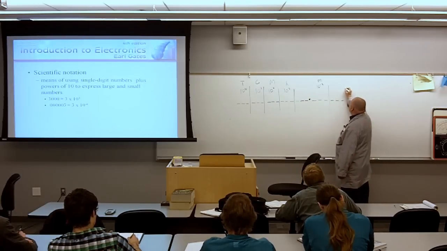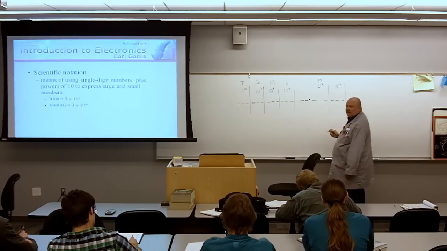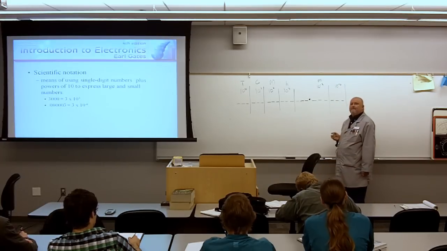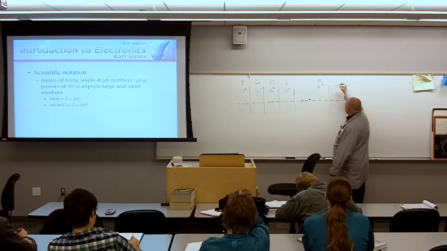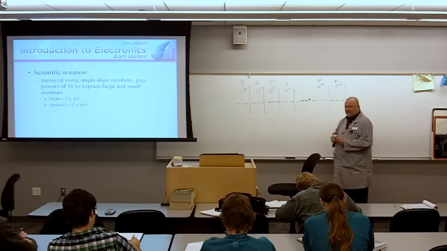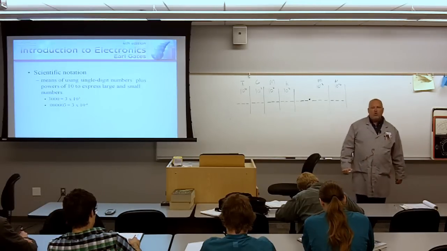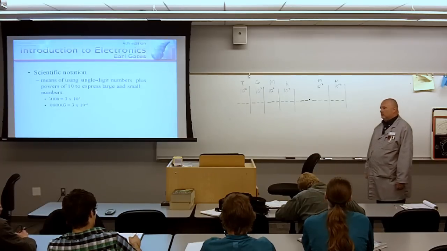3 more places past the decimal point gives me times 10 to the negative 6th. Anybody know what we call this? Micro. Very good. Micro is kind of weird too. It's a Greek symbol. It's kind of like a backwards U. It's actually the Greek symbol called mu.